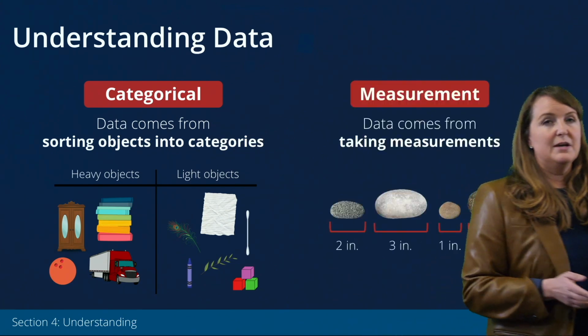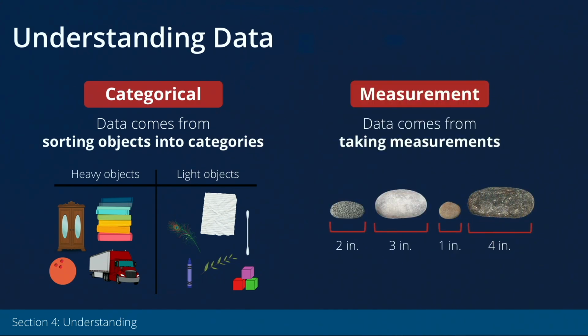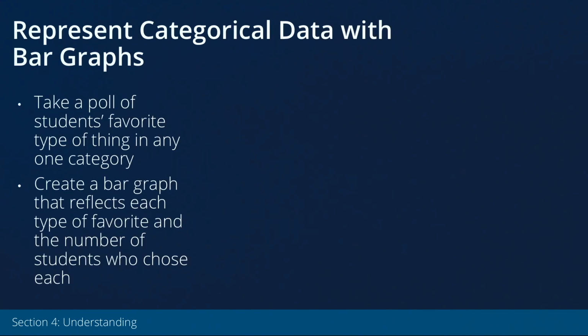I could also think about measuring things. So we've talked about that earlier in this module. And then I could use data that comes from taking different measurements to then think about how could I represent this data. Maybe I could show how many rocks are 1 inch, 2 inch, 3 inch, 4 inches in length. Or maybe here I could make a bar graph to show how many rocks are 1 inch, 2 inch, 3 inch, or 4 inches in length.